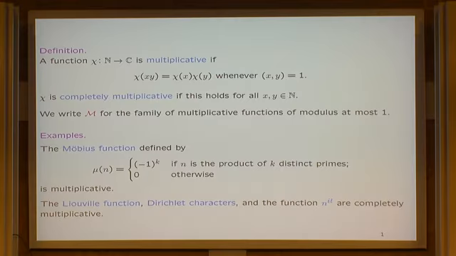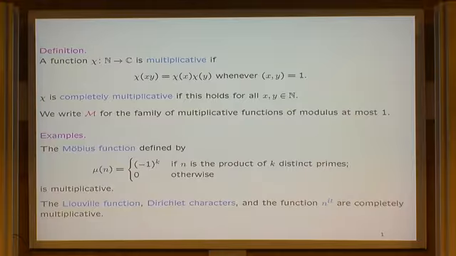A function is defined on the integers with complex values. It is multiplicative if chi of xy is the product chi of x times chi of y whenever x and y are relatively prime. When this is true for all x, y, we say that the function is completely multiplicative. So M is the family of multiplicative functions of modulus at most 1 in this talk.